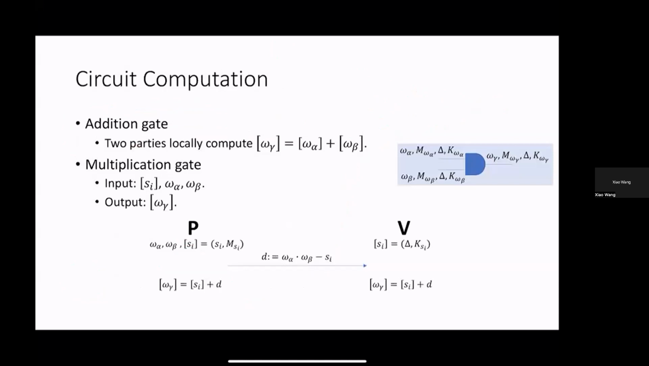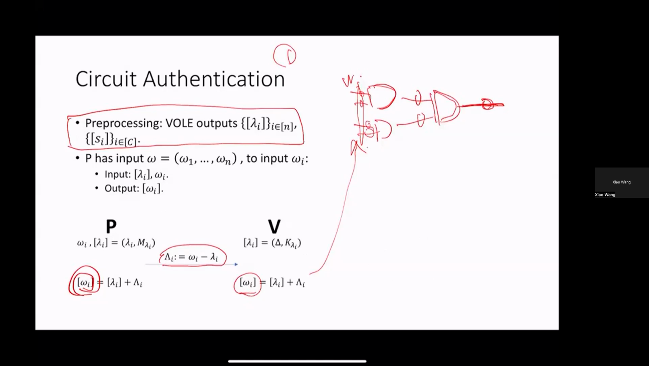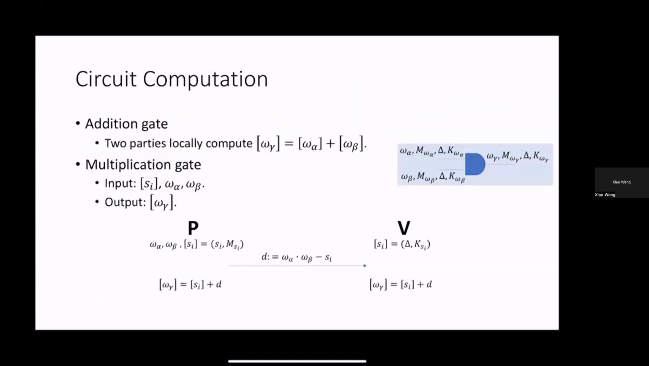Okay, and after we get the authentication of the input wires, every time we encounter a gate, we always have the authentication of the input wires. We want to find a way to get the authentication of the output wires, in some way. Okay, and we want to propagate this kind of action until the output wire.